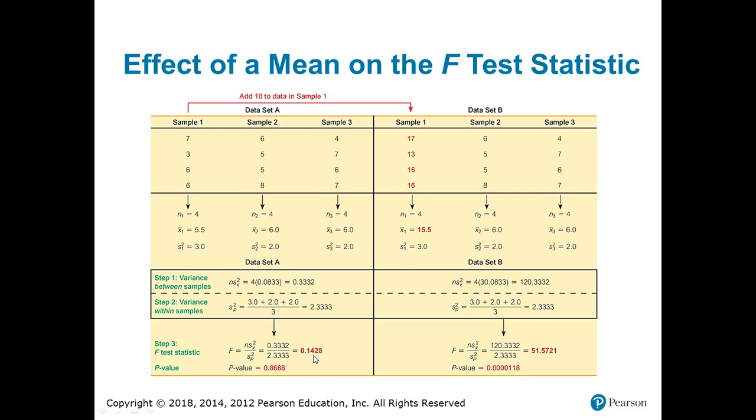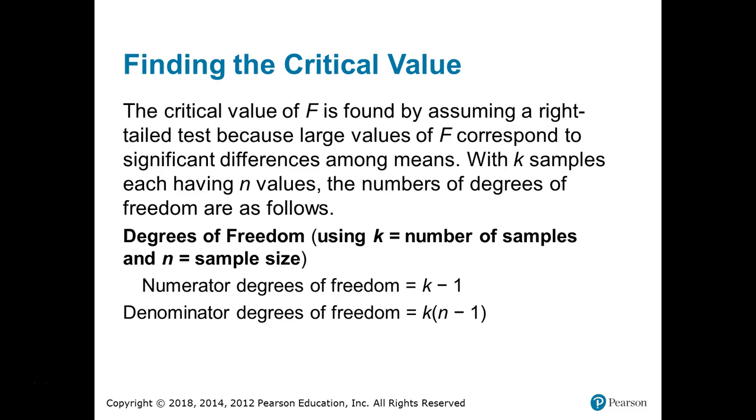So pretty small. Now, all we did from data set A to data set B is we added 10 to each of the values in sample 1. Notice how sample 2 and sample 3 are the same in data set A and data set B. But in sample 1, we added 10 to each of these. Now we're just going to see how it affects the F statistic and the p-value. The same methodology. Look at how much larger this F value is and how much smaller the p-value is. So that's just showing you the effect of the sample means.